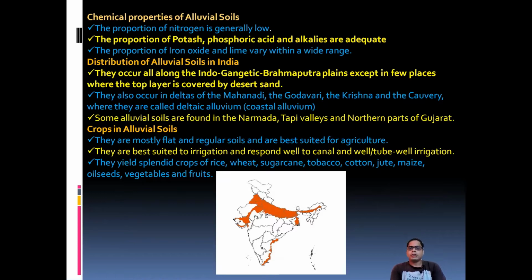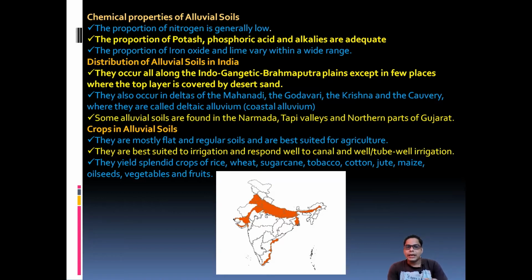Distribution of the soil: perhaps you can see in my background, I have given a diagram, an Indian outline map, by which we can easily recognize the different types of soil and their locations. They occur along the Indo-Gangetic and Brahmaputra plains, except in a few places where the top layer is covered by the desert sands. So that is the first thing.